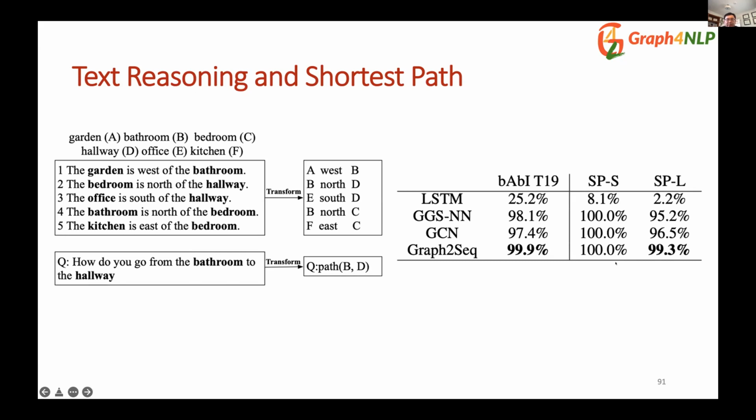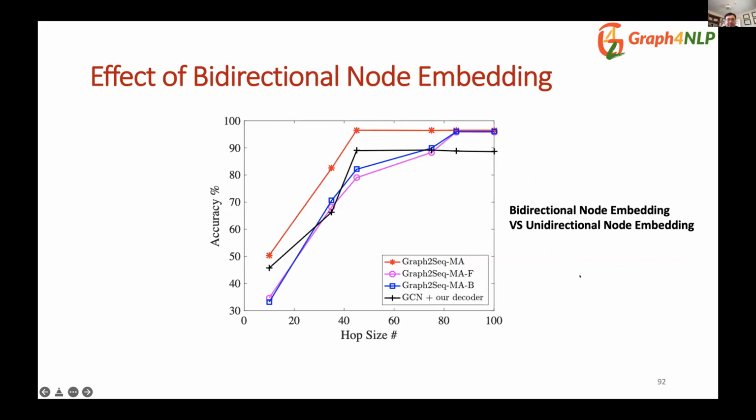At the same time, we also perform the shortest path task, which tries to find the shortest path between the original data point and the destination. S means that this graph is a small graph, L is a large graph. Of course, the smaller the graph is, the easier this task is. We can see that for all these tasks, our graph-to-sequence model performs much better than a sequence model and also compared to other graph-based methods. The reason is very simple: the bidirectional node embedding really helps a lot.